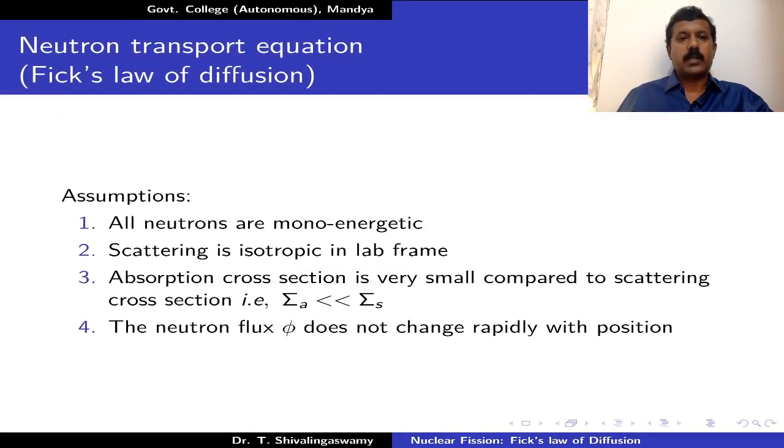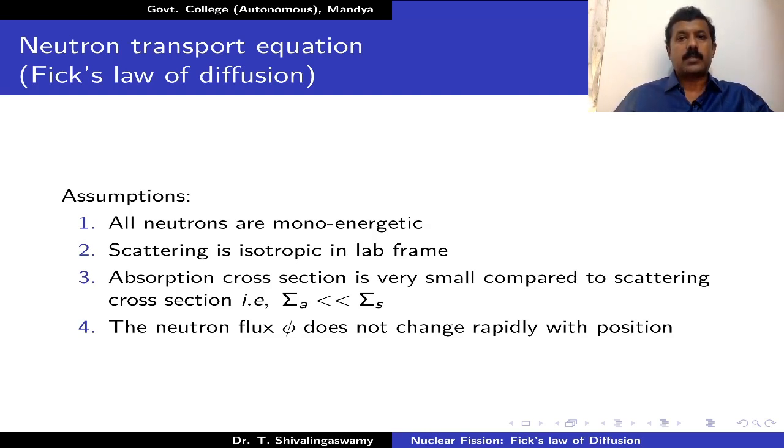This neutron transport equation can be deduced by using many exact theories, but here we use a basic diffusion model in which we make these assumptions. We assume that all neutrons are monoenergetic, that means each and every neutron has the same energy. Scattering is isotropic, that means scattering is the same from all directions, and the absorption cross section is small in comparison with the scattering cross section, and the neutron flux does not change rapidly with position.